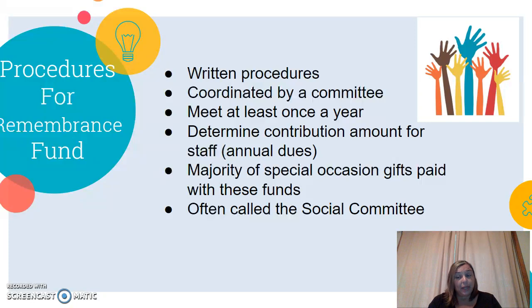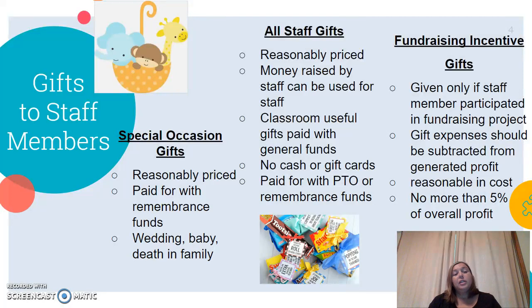So we meet twice a year in August and January. When we meet in August, we decide what everyone's dues are going to be for the year. Like this past year, certified staff paid $20 as their dues, and classified staff members paid $15. And we use those funds to pay for all of our special occasion gifts, our cards, if it was a card of condolence. So there are three types of gifts that can be given to staff members.